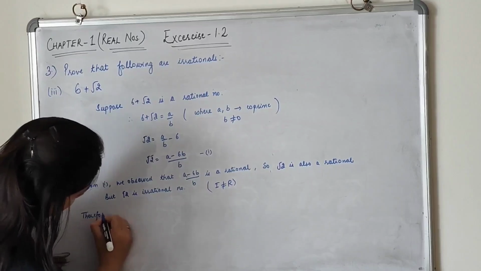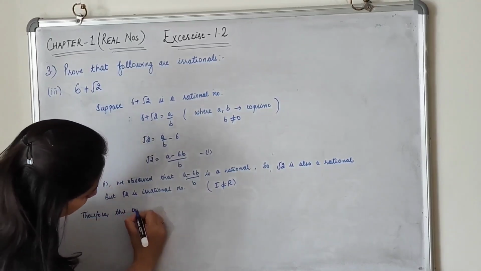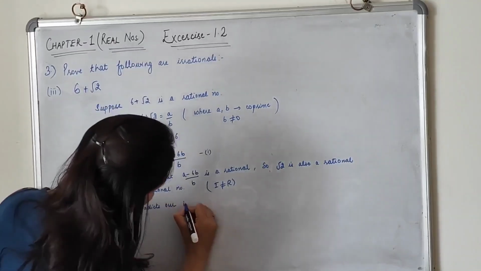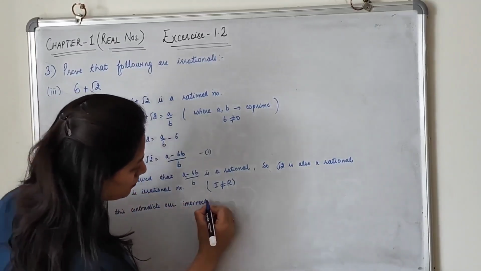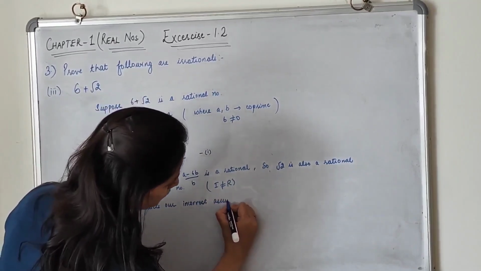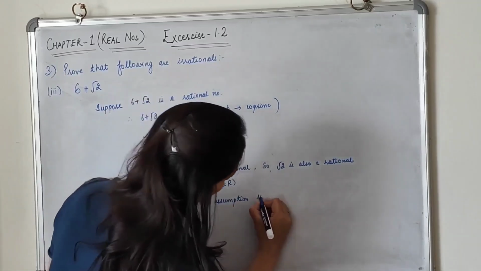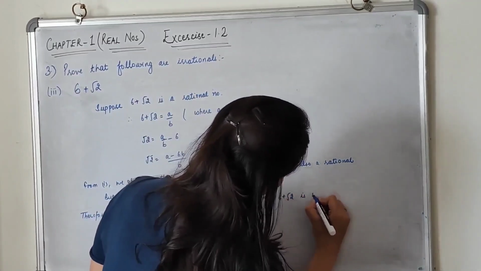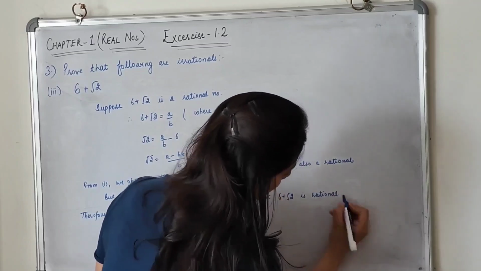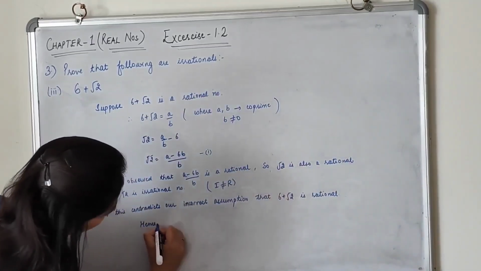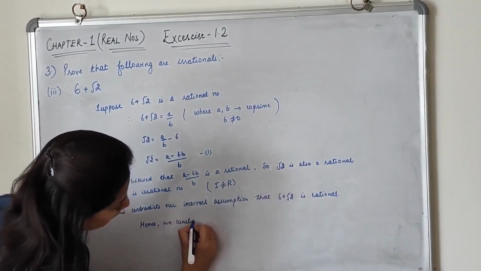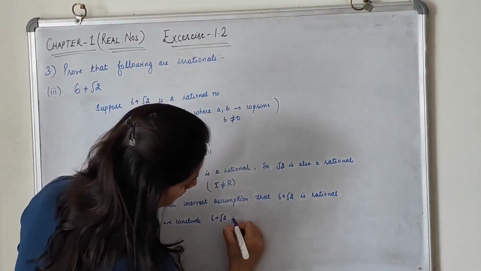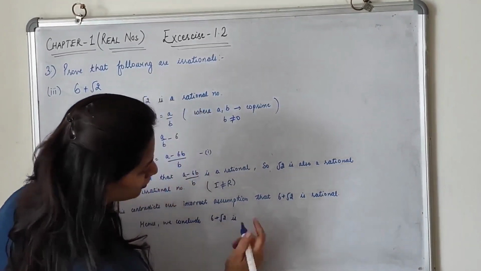Therefore, this contradicts our incorrect assumption that 6 plus root 2 is rational. Hence, we conclude 6 plus root 2 is irrational.